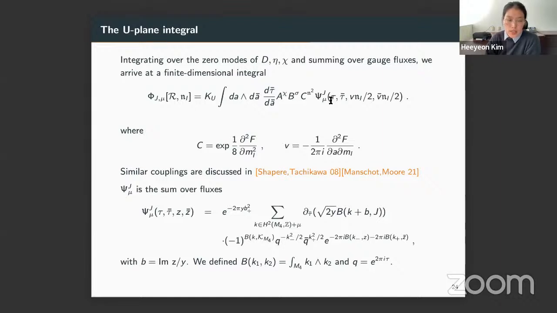Okay. Here, psi mu is the sum over fluxes that can be written in the following way as a function of q and q bar, where q is nothing but the exponential of the gauge coupling that I just described.